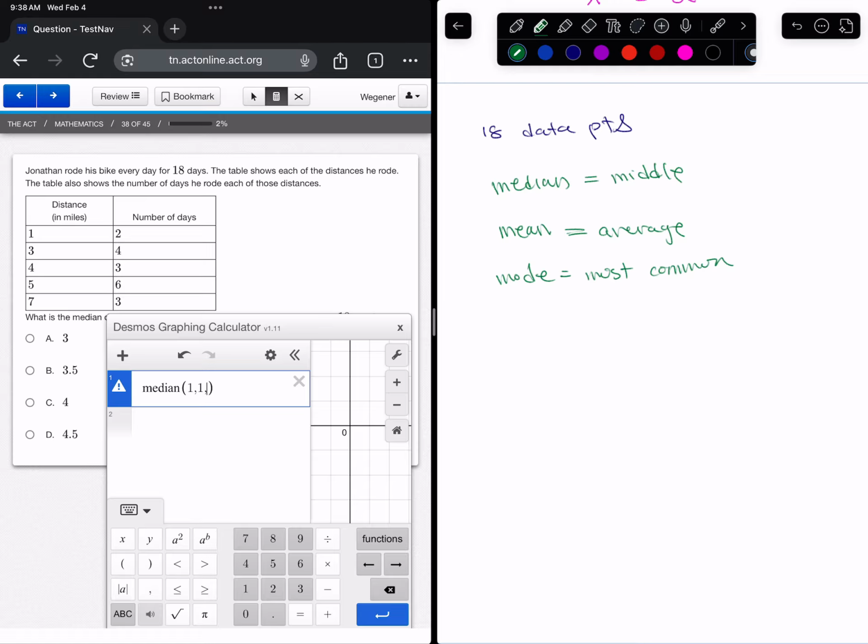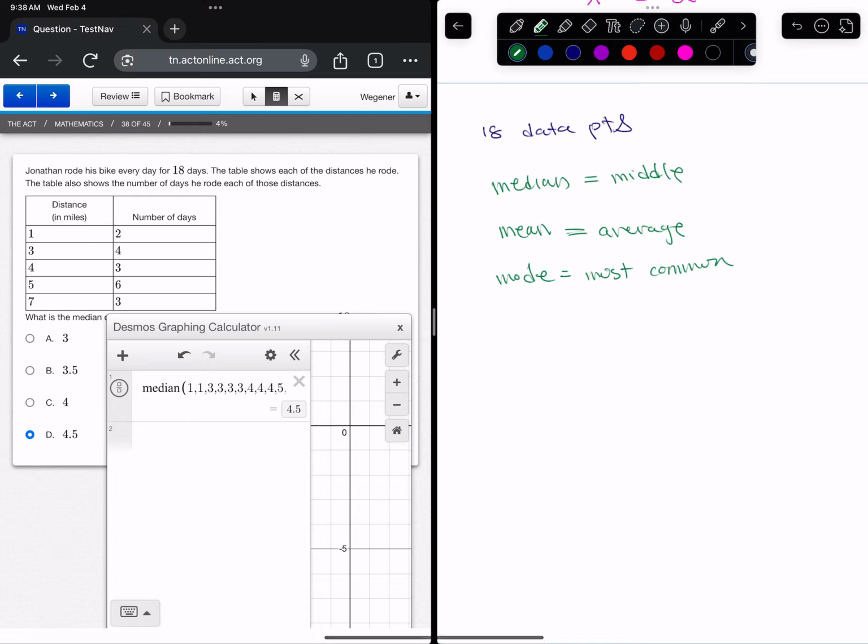So there's 4 3s: 1, 2, 3, 4. And then there are 3 4s, so 4, 1, 2, 3. And then there are 6 5s, so comma 5, 1, 2, 3, 4, 5, 6. And then there are 3 7s, so comma 1, 2, 3. The answer here is D. So don't even try to just write it out and start canceling. It's easier to just put it in the calculator, okay?